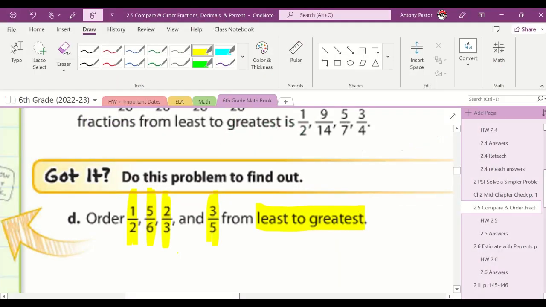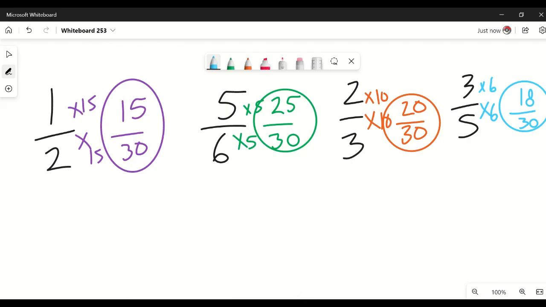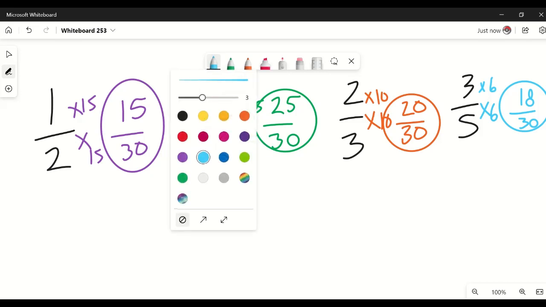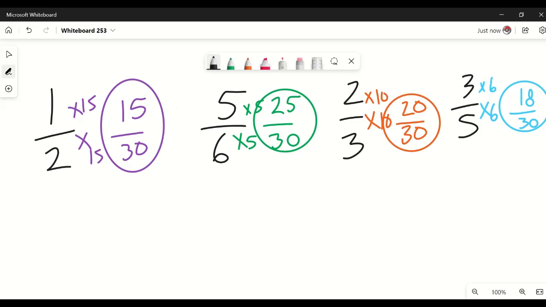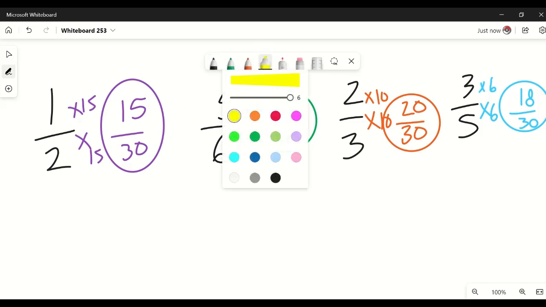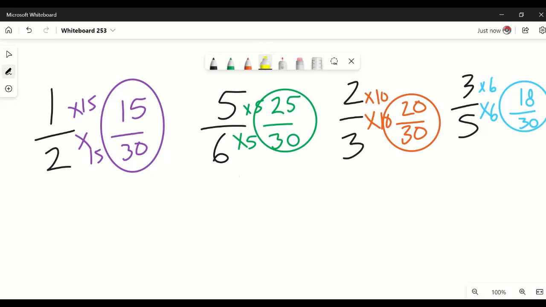Now, the question asked me to rank them from least to greatest. Notice how I wrote the new fractions next to the original fractions. I'm going to list the original fractions in the order from least to greatest, not the new ones. My answer is going to need to be in the original fractions the question gave me. Now, out of the 4 numbers, I'm just looking at the new fractions: 15 out of 30, 25 out of 30, 20 out of 30, 18 out of 30.